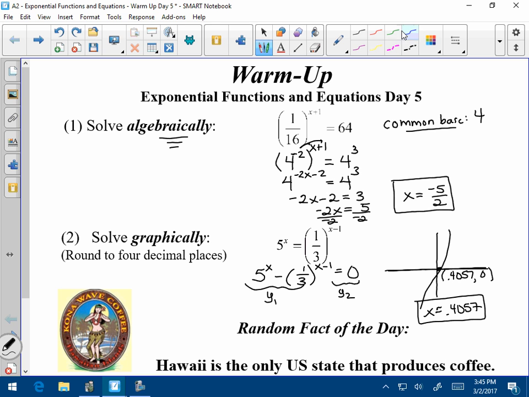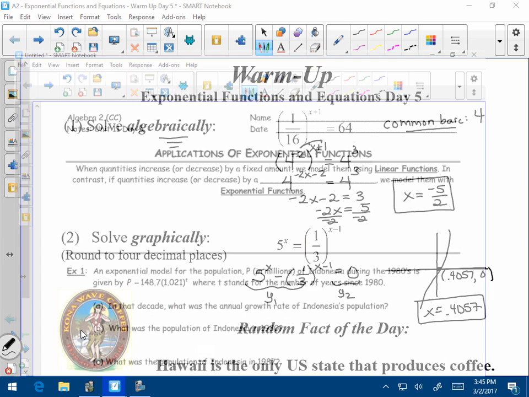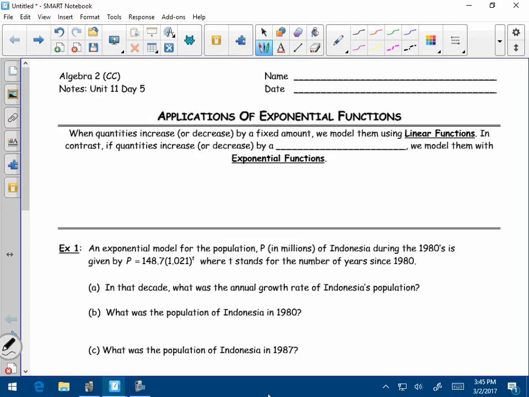Today we're doing something a little bit different. And hopefully you all have this worksheet in front of you. This is Unit 11, Day 5. Today we're talking about applications of exponential functions.